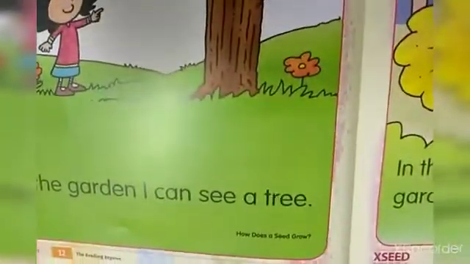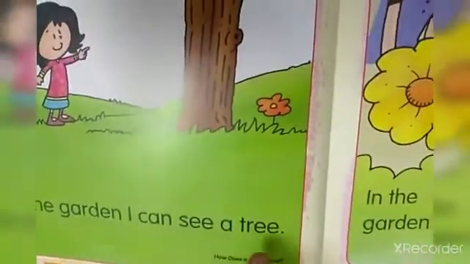A tree. Very good. In the garden, I can see a tree. Now look at the picture, children. What is that girl doing? Okay, shall we start reading?